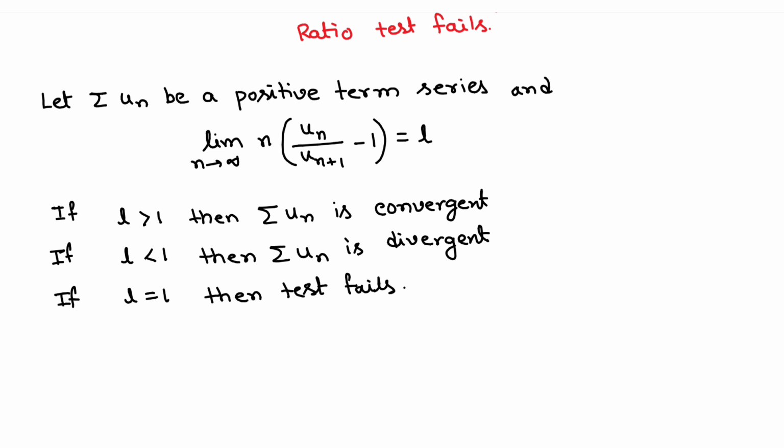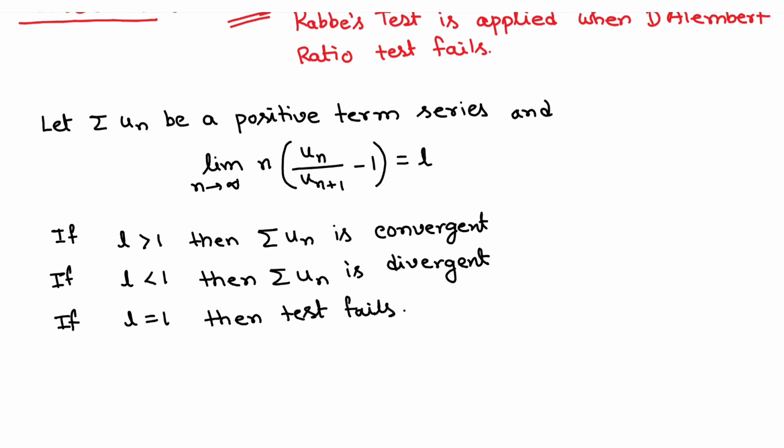Clear? So first of all you have to find out un, then apply D'Alembert ratio test. If D'Alembert ratio test fails, then you can apply Raabe's test. Then find out the limit n tends to infinity n into (un by un plus 1 minus 1) equals L. Now if L is greater than 1 then this is convergent. If L is less than 1 then the series is divergent, and if L equals 1 then Raabe's test fails. Clear? Okay, so let's solve a problem.